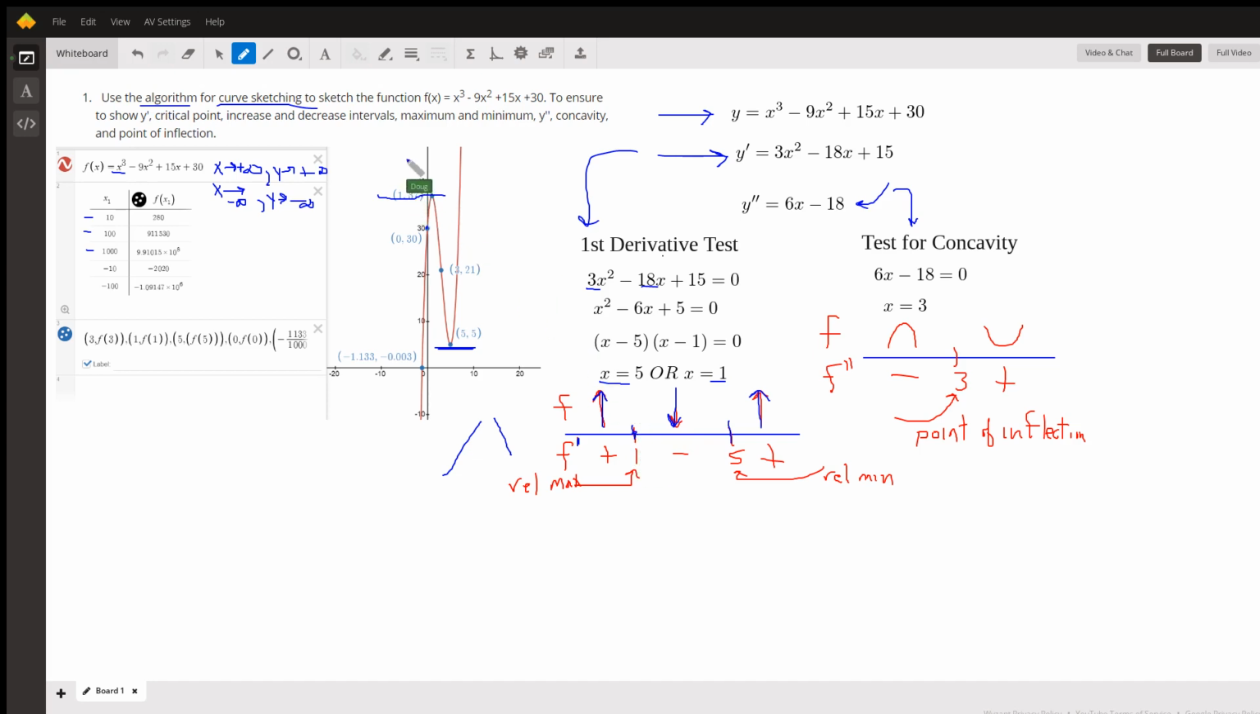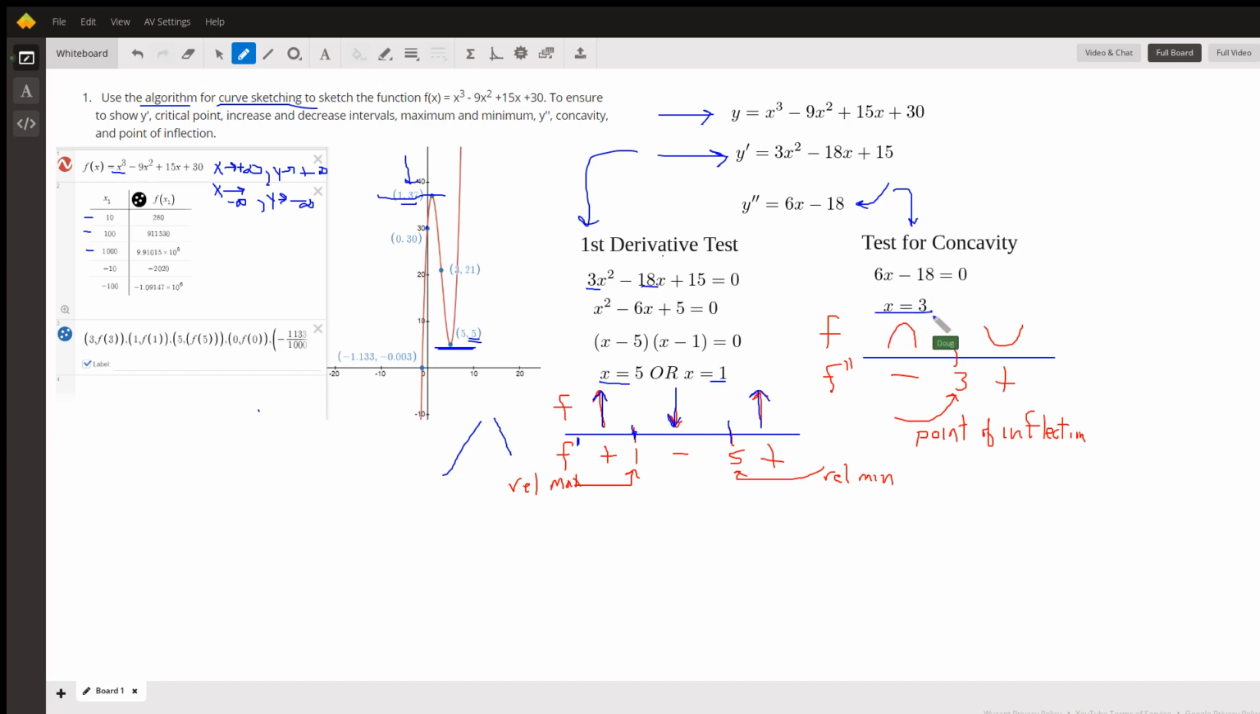How do you find out the y value? You put 1 into the original function, not into the derivative. You want to find out the y coordinate of the point where x is 1 on the original function. That's where this 37 comes from. Similarly, the function went from decreasing to increasing. So at 5, we have a relative minimum. To find out this y coordinate, you put 5 into the original function and get the y value of 5. The test for concavity, we set the second derivative equal to 0, solve for x.